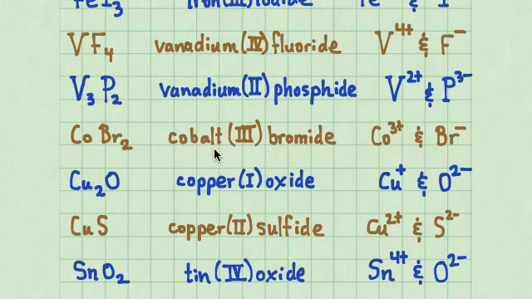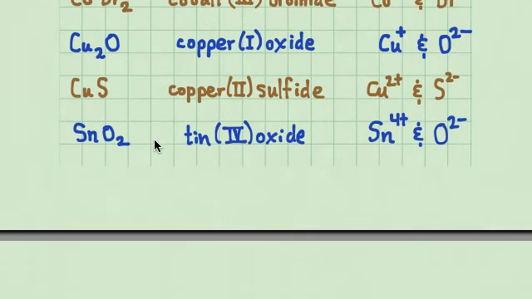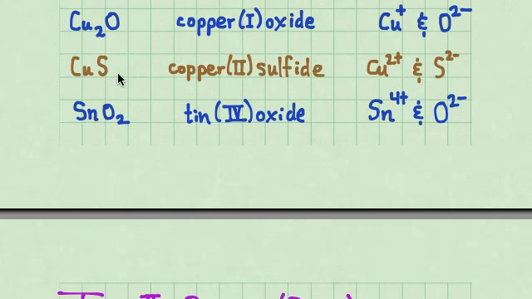Cobalt 2, oh, that's a typo. Holy moly. I got to change that to a 3. I will change that to a 3 before I post this PDF. My bad. Yeah. Cobalt 3 bromide would be 3 positive there and 3 negatives here. Jeez, that's embarrassing. I'm going to take that off the screen as soon as I can. All right, I'll change that.